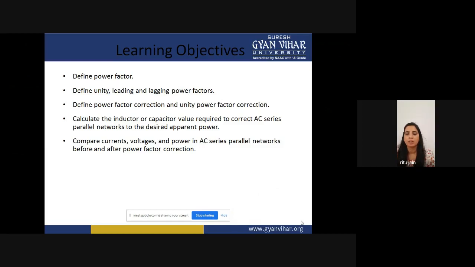So these are the learning objectives. Define power factor, define unity, leading and lagging power factors, define power factor correction and unity power factor correction, calculate the inductor or capacitor value required to correct AC series parallel networks to the desired apparent power, compare currents, voltages and power in AC series parallel networks before and after power factor correction.